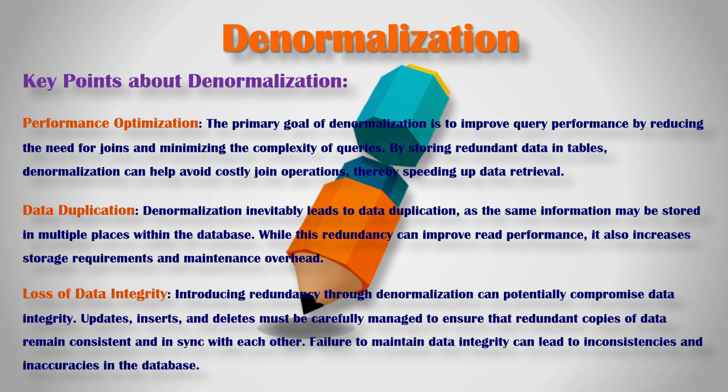Key points about denormalization. Performance optimization. The primary goal of denormalization is to improve query performance by reducing the need for joins and minimizing the complexity of queries. By storing redundant data in tables, denormalization can help avoid costly join operations, thereby speeding up data retrieval.